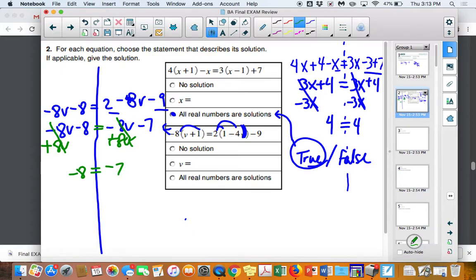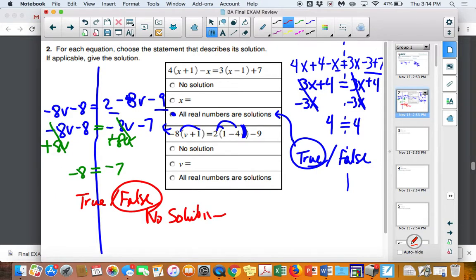Well, same thing as we did before. When the variables go away, you have to ask yourself, is that true or is that false? Well, -8 is not the same thing as -7, so false is what goes with no solution. So we need to mark that one and move on.